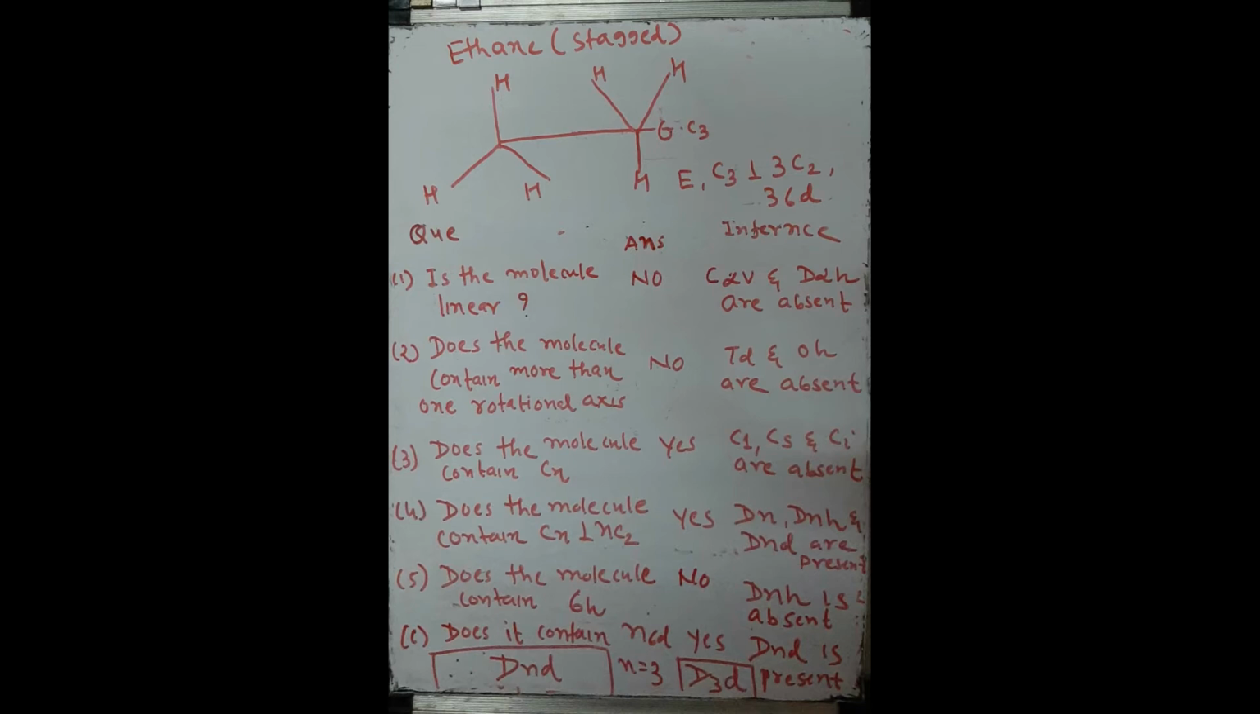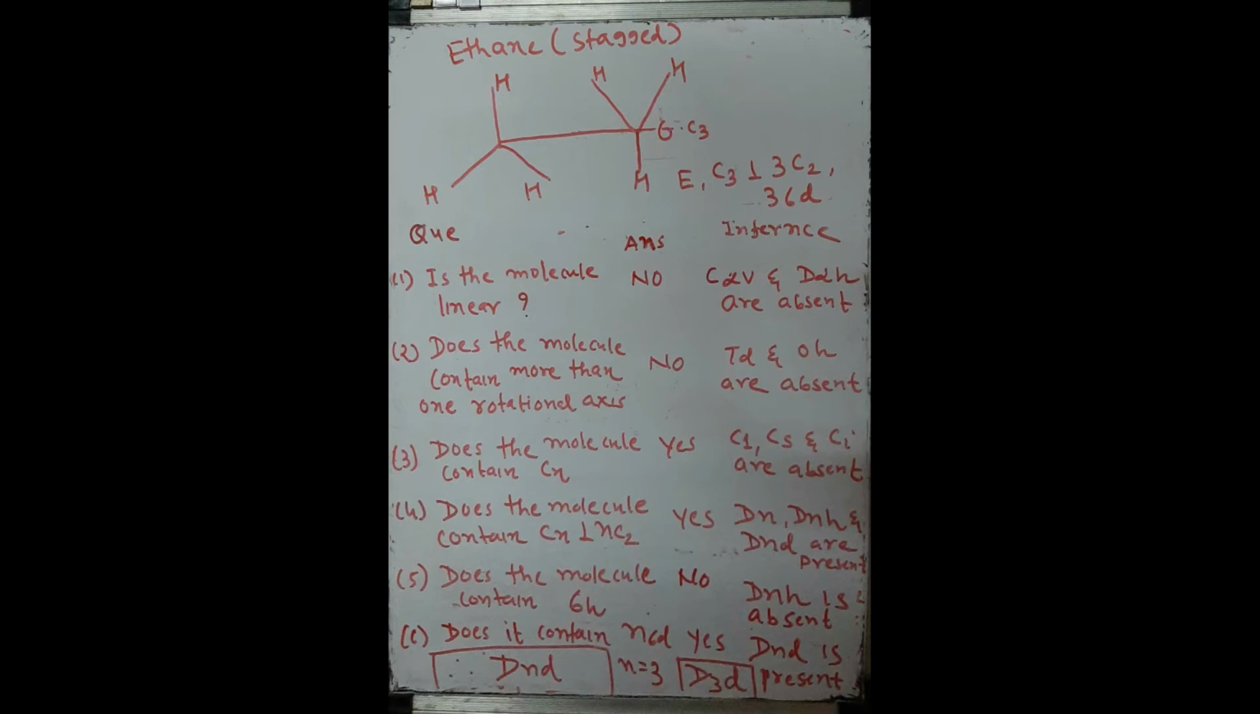Second question we ask, does the molecule contain more than one rotational axis? Answer is no, that means tetrahedral and octahedral are absent. Third question we are going to ask, does the molecule contain Cn? Answer is yes, that means C1, Cs and Ci are absent. Fourth question we are going to ask, does the molecule contain Cn perpendicular to nC2 axis? Answer is yes, that means Dn, Dnh and Dnd are present.